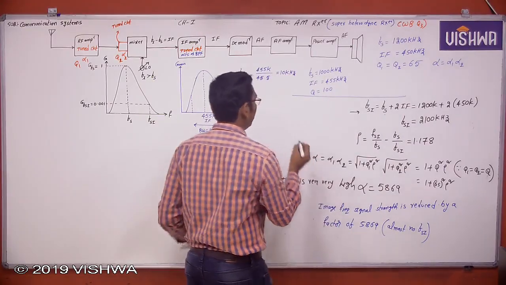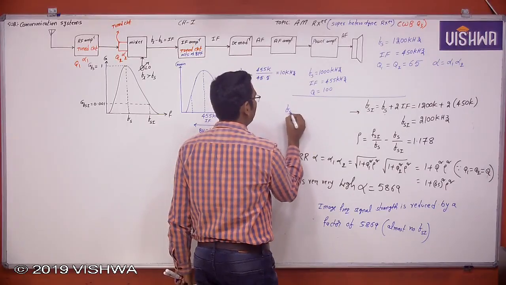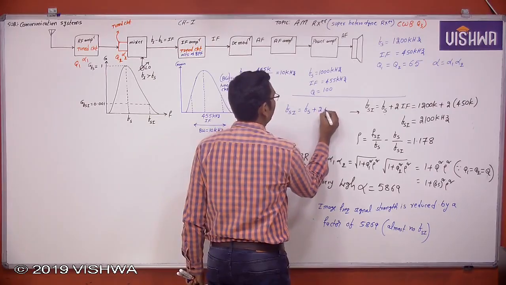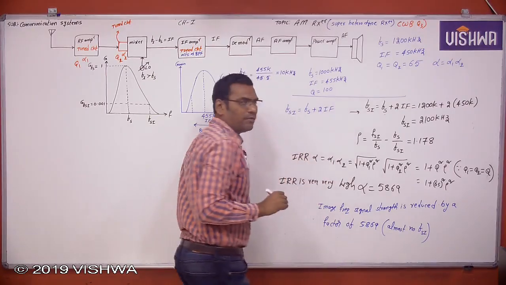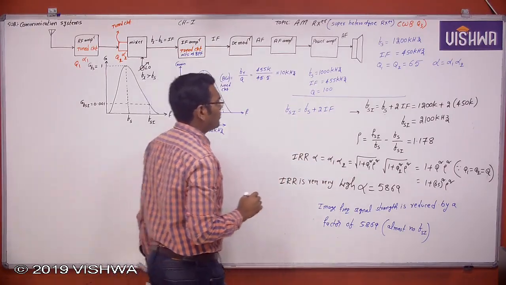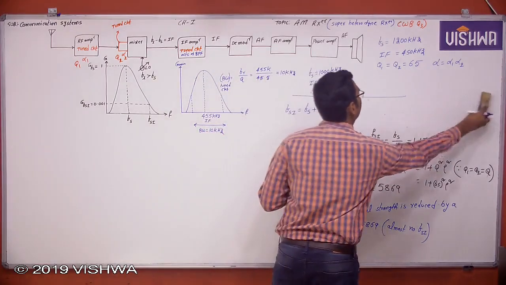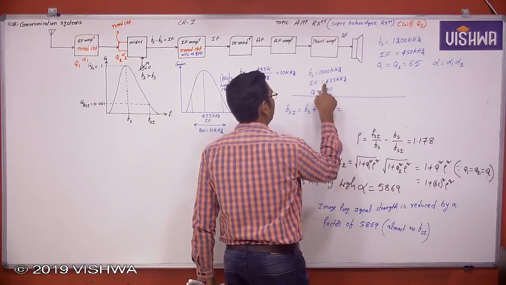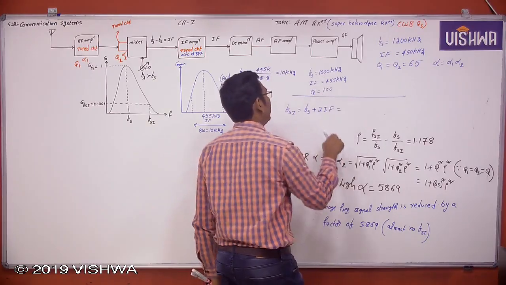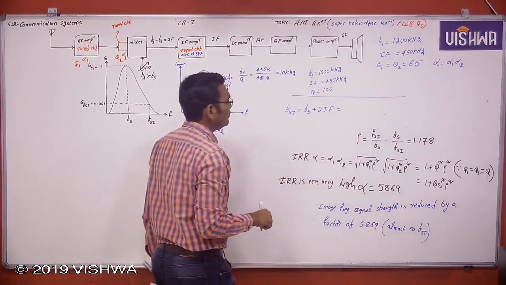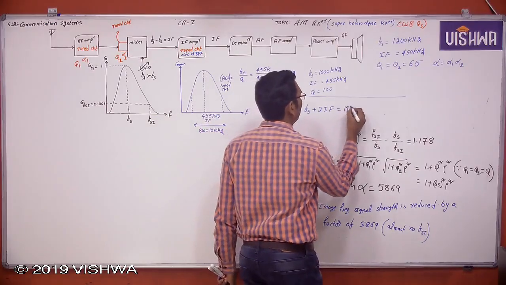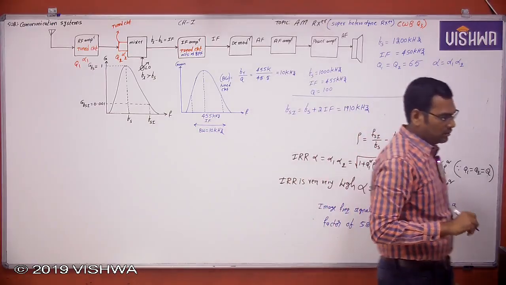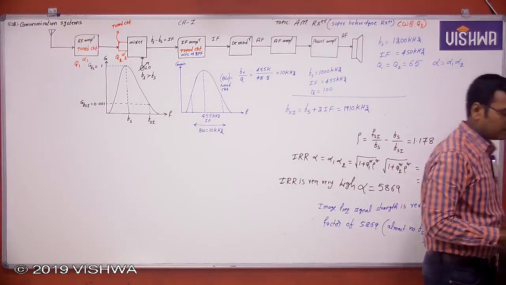Determine the image frequency FSI, which is equal to Fs plus 2 into If, which is equal to 1000 plus 455 into 2, which is 1910 kilohertz. Is it right or not? Yes, now this is 1910 kilohertz.